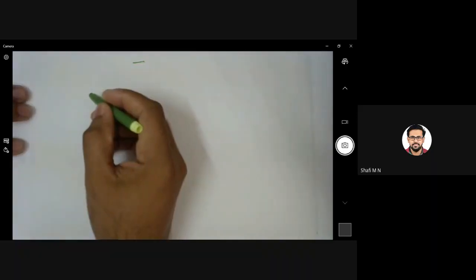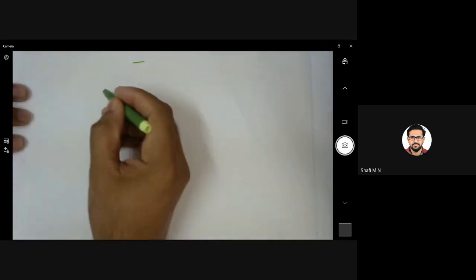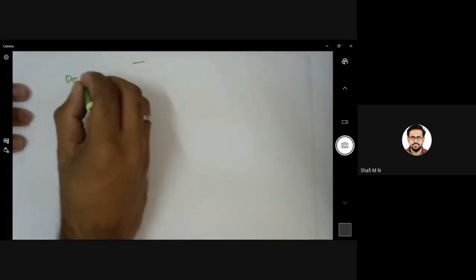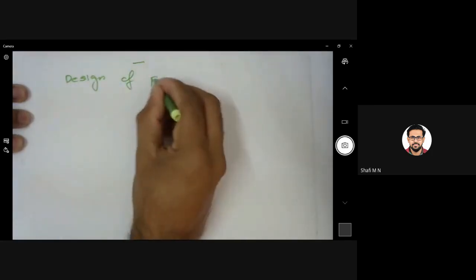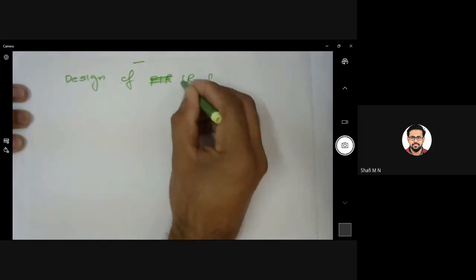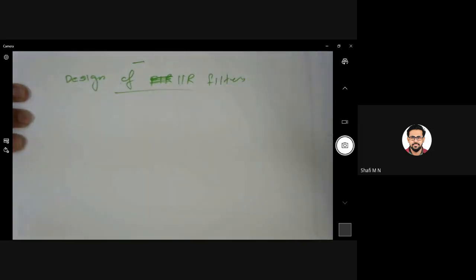Module completed. The third module was design of IIR filters. Now we'll start with design of IIR filters. Sorry, the last module was design of FIR filters. Now we will start designing IIR filters.